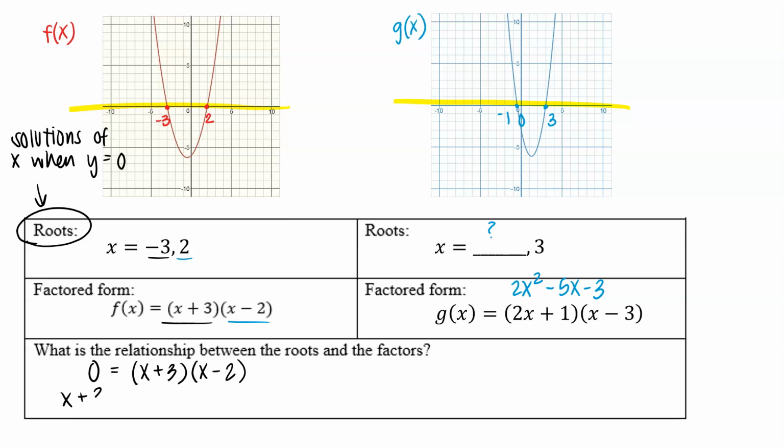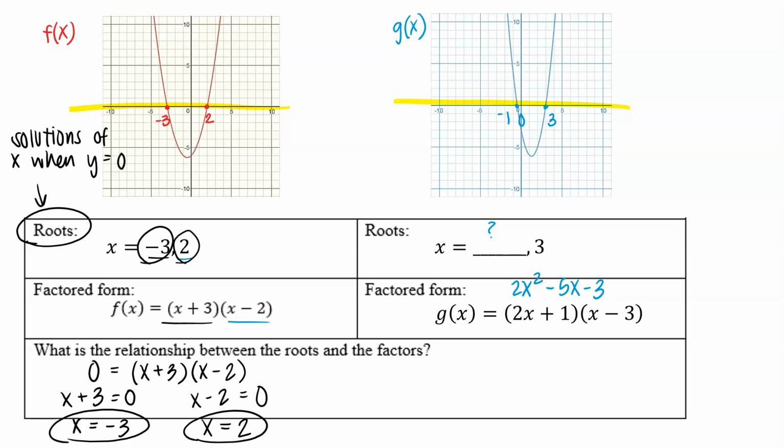I know that x plus 3, setting that equal to 0, will give me x equals negative 3, which is one of the solutions. X minus 2 equal to 0 gives me x is equal to positive 2 as the second solution. So in order to find the unknown non-integer value for the second root of g of x, what we can do is take 2x plus 1, set this factor form equal to 0, and solve algebraically. 2x is equal to negative 1, so our root is x is equal to negative 1/2.